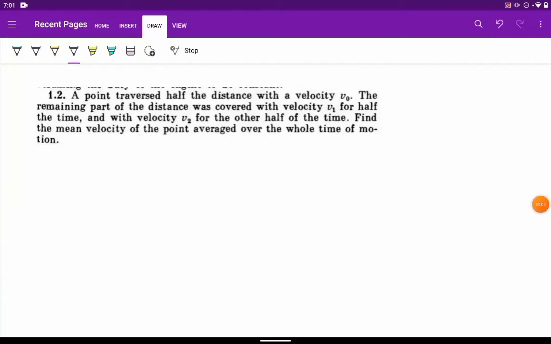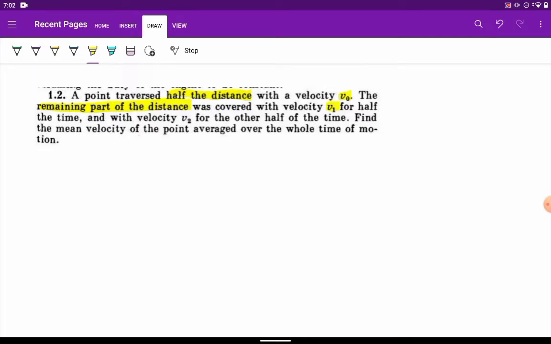So let's solve problem 1.2 of Irodov. A point traversed half the distance first with the velocity v naught. This is basically the magnitude of the velocity. The remaining part of the distance, since half the distance is already traversed, the remaining half was covered with velocity v1.